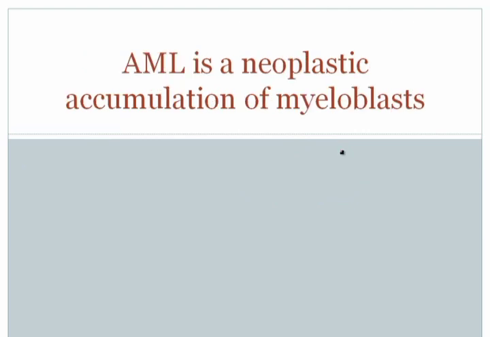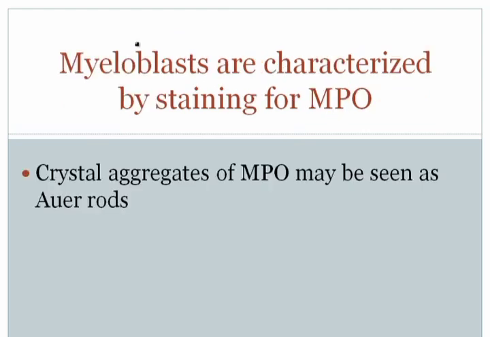Moving on to AML, AML is a neoplastic accumulation of myeloblasts. And the myeloblasts, as I've already stated, would be characterized by myeloperoxidase. Myeloperoxidase can be detected in two ways. One way would be to chemically detect the myeloperoxidase using special stains, and the second way would be to visually see the myeloperoxidase as crystal aggregates called Auer rods. And so the presence of Auer rods within a blastic cell indicates that we're dealing with AML.